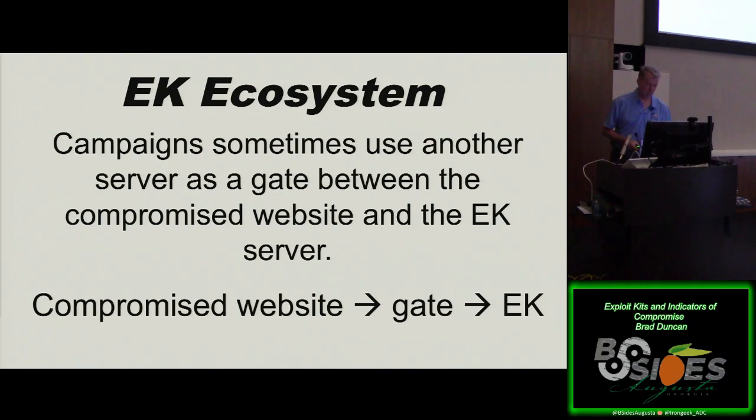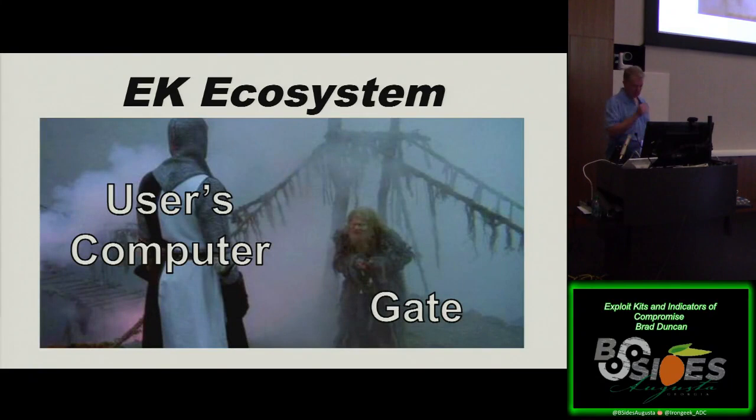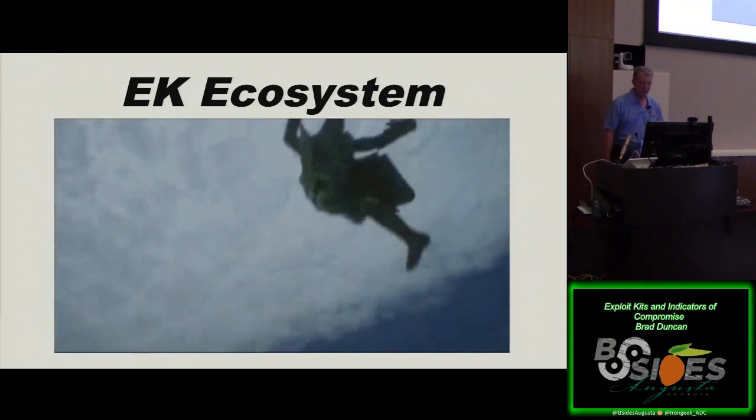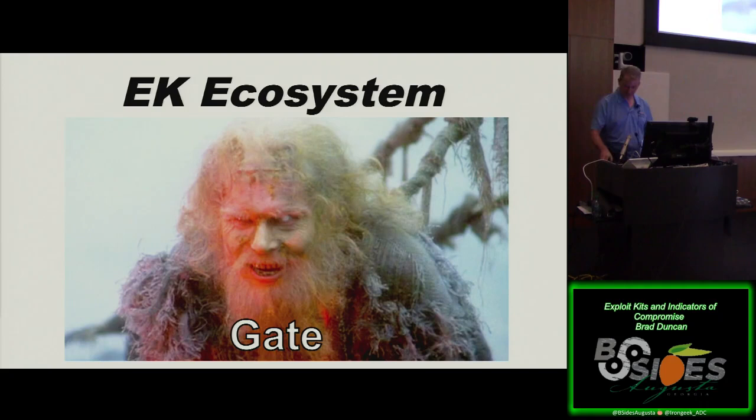Sometimes campaigns will use another server that will act as a gate between the compromised website and the exploit kit server. I like to look at the gate as the bridge troll in the movie Monty Python and the Holy Grail. So much like in that movie, that gate is going to ask you three questions before you can pass on to the exploit kit. First question, what is your operating system? Now, if you say anything other than Windows, you're not going over that bridge. If you do say Windows, and that information is readily available in the HTTP request headers, you're one step closer to getting past the gate.